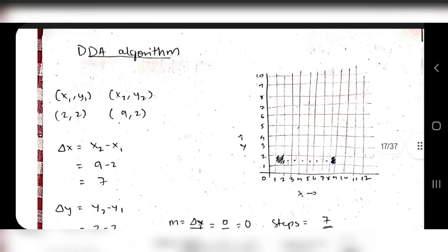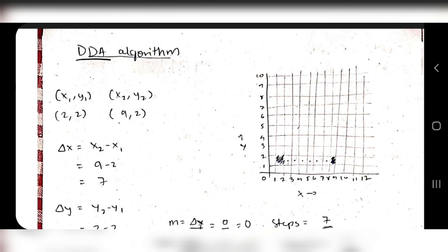After that, we have the DDA algorithm. This is about plotting lines. We are left with two topics, which are the line algorithms and the circle algorithms. In line algorithms, we have the DDA as well as Bresenham's. And in circle also, we have two, which are the midpoint circle algorithm as well as Bresenham's algorithm. So let's discuss each one by one.